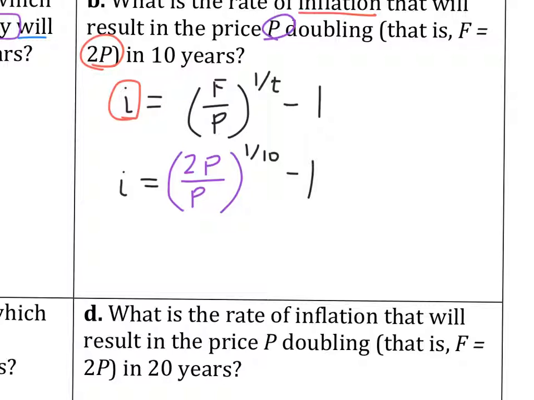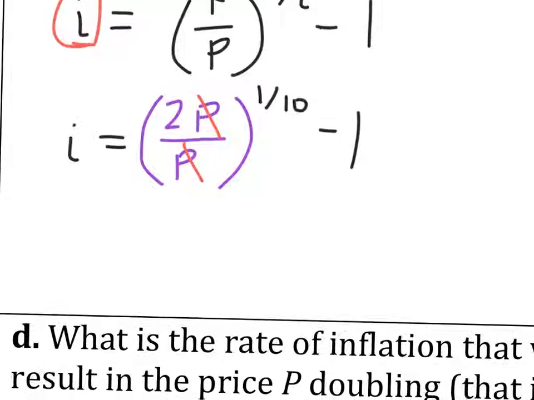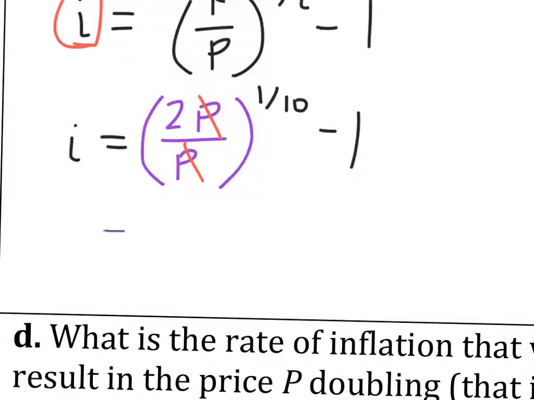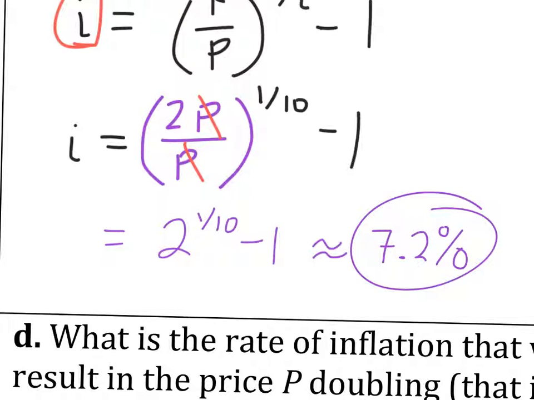Finish this puppy up here. The P's drop out here. Yay, P's drop out. So now I'm just left with 2 to the 1/10. So 2 to the 1/10 minus 1. Now let's punch that into our handy-dandy calculators. Please find the 10th root of 2. Punch that all into a calculator. Convert it to a percent, approximately 7.2%.